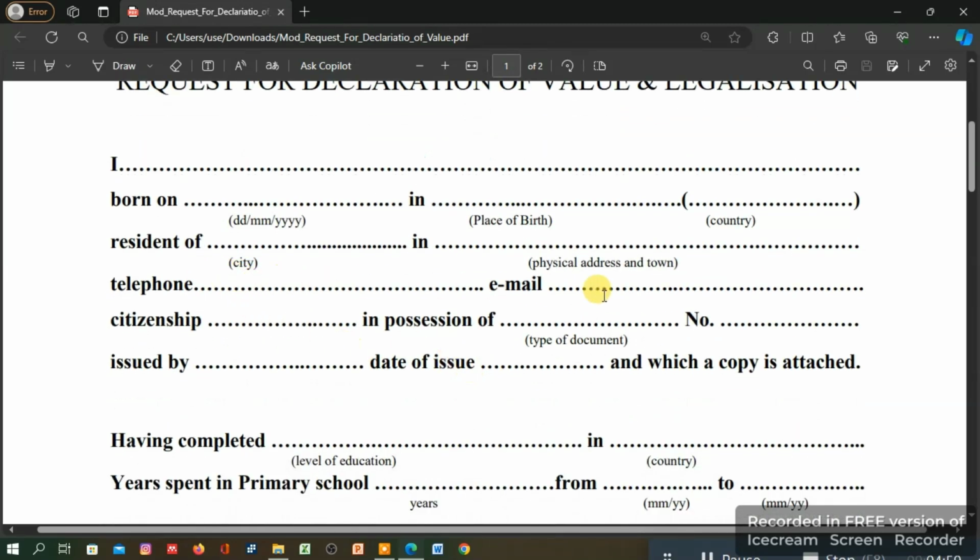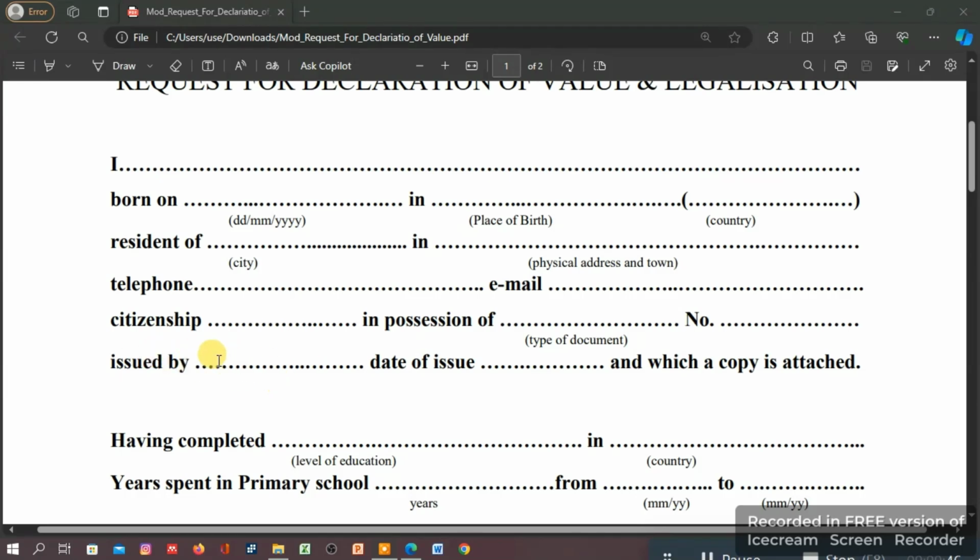Then you put your telephone number here, your email, make sure you put a valid email here, and then your telephone. Then the citizenship. Which country are you a citizen of? So your citizenship, you are a Ghanaian, or you are a Nigerian, you are a Moroccan, you are an Egyptian. And then in possession of this particular document, the document accepted for the DOV is a passport. So you are in possession of a passport, and then your passport number, issued by, who issues the passport in your country? In my country it is the Ministry of Foreign Affairs and International Cooperation, or something like that.